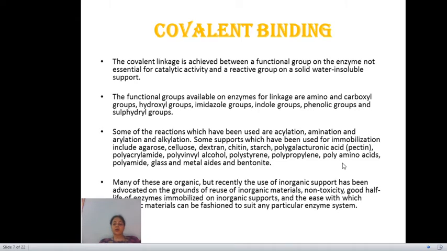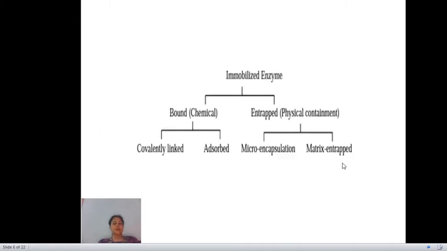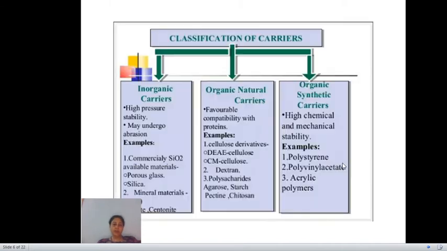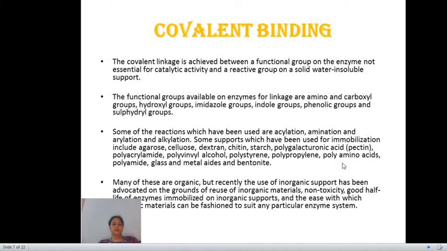So let's talk about the first type, that is covalently linked type of immobilization. So what happens here? The covalent linkage is achieved between a functional group on the enzyme, and this functional group is not essential for catalytic activity, or it is not acting as a reactive group.